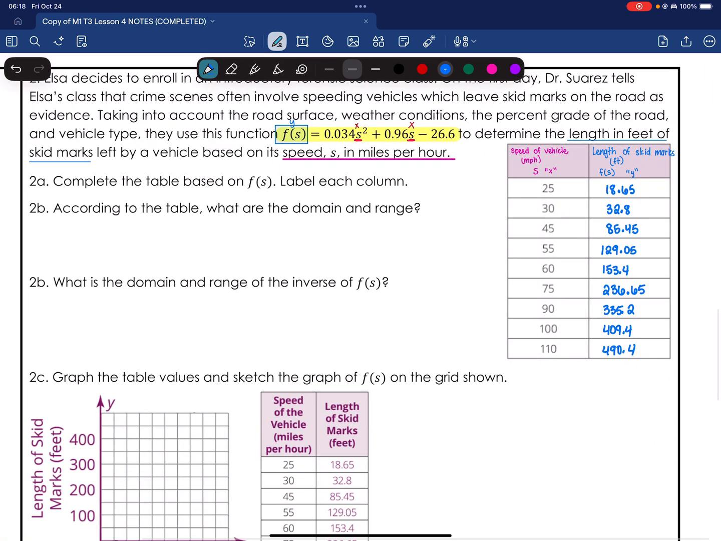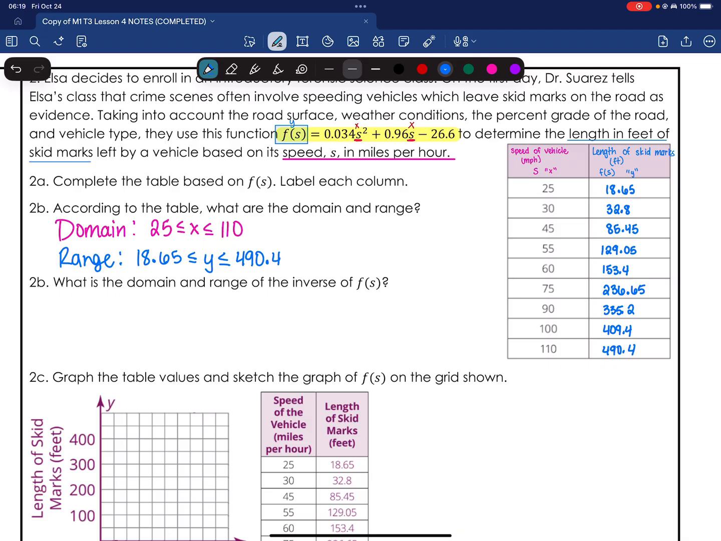So now, according to the table, what are the domain and the range? Okay, well remember domain is our x values. So in this case, our lowest x value is 25 miles per hour, and our highest x value is 110 miles per hour. Our range is our y values. So our range, the lowest value is 18.65. The biggest y value is 490.4.